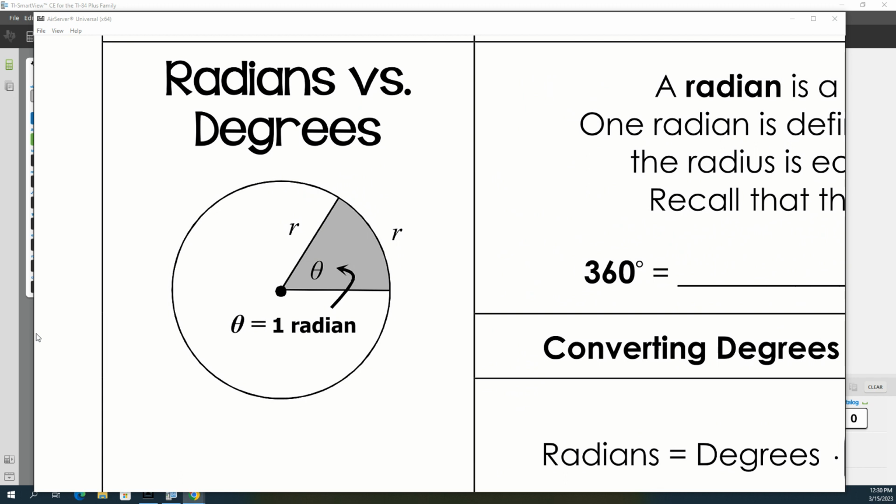A radian will take the radius of a circle. So this is the length of the radius of a circle. And what you do is put that length along the edge of the circle. And the angle it forms is 1 radian.